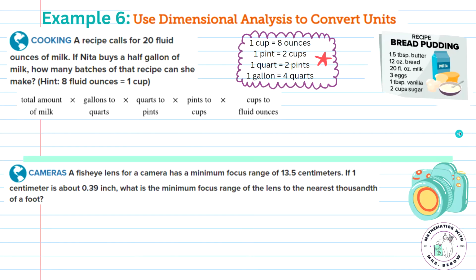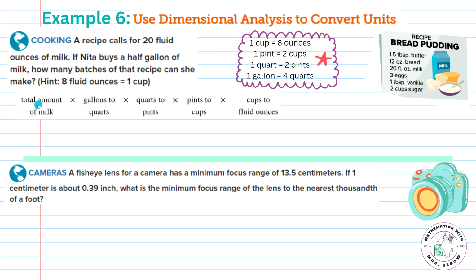In these examples, we're going to be doing the same thing, where we use dimensional analysis to convert units. Up here at the top, I have some of our common conversions that we might want to make a note of. In this first one at the top, it says a recipe calls for 20 fluid ounces of milk. If Nita buys a half gallon of milk, how many batches of that recipe can she make? They do give us a hint that 8 fluid ounces is 1 cup. So I have that over here along with some other information that we're going to need for this question.